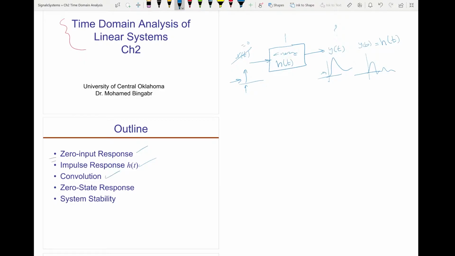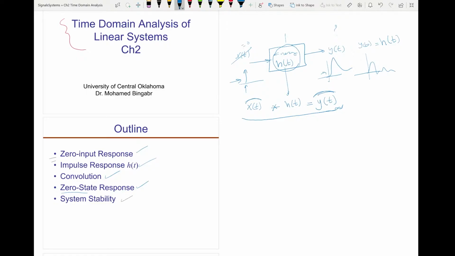The third topic will be convolution. If I have the input x of t and I have the impulse response h of t, then if I do convolution between them, I get an output, y of t. And topic number 4, zero state response, is how to do the convolution to find the output y of t. We call it zero state because the initial condition in the system, or the energy stored in the system, is 0. So the system response, or the output, is due only to the input.